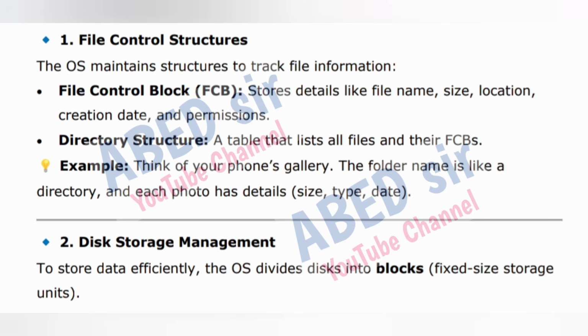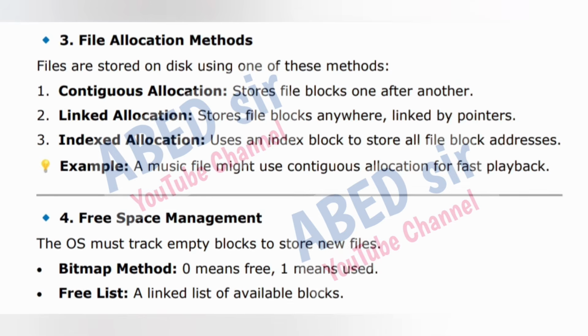2. Disk storage management. To store data efficiently, the OS divides disks into blocks, fixed-size storage units. 3. File allocation methods. Files are stored on disk using one of these methods. 1. Contiguous allocation, stores file blocks one after another. 2. Linked allocation, stores file blocks anywhere, linked by pointers. 3. Indexed allocation, uses an index block to store all file block addresses. Example, a music file might use contiguous allocation for fast playback.